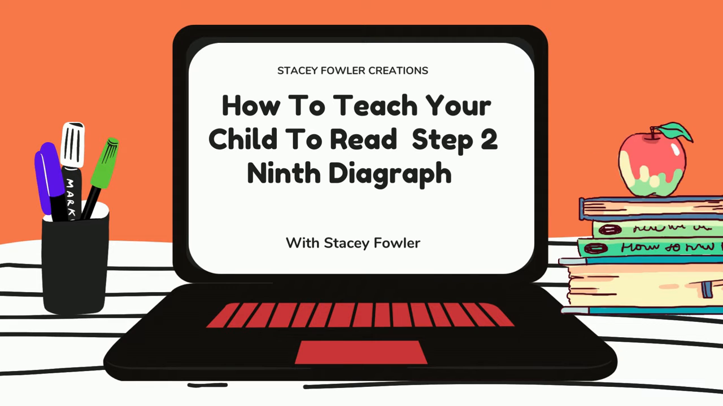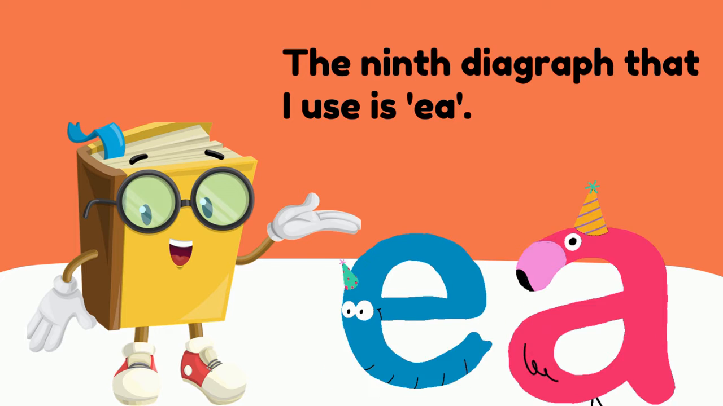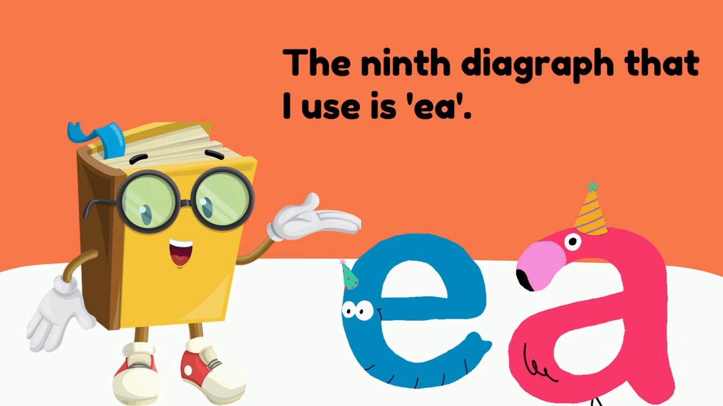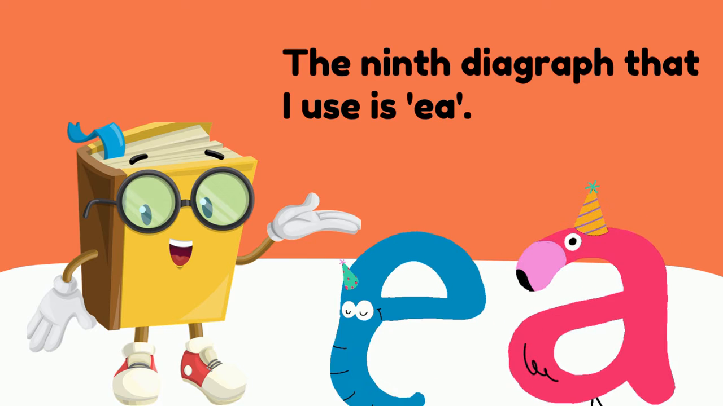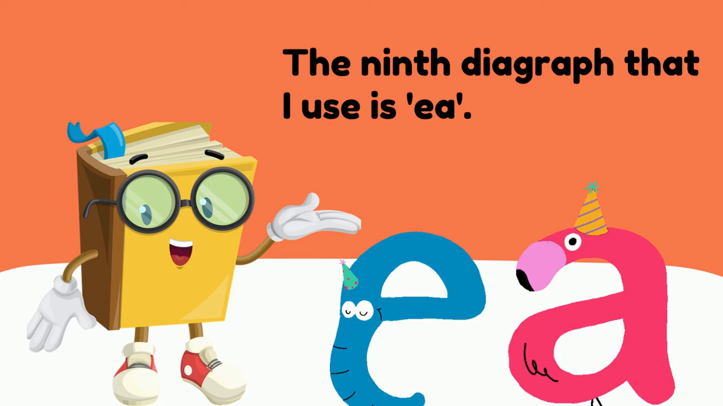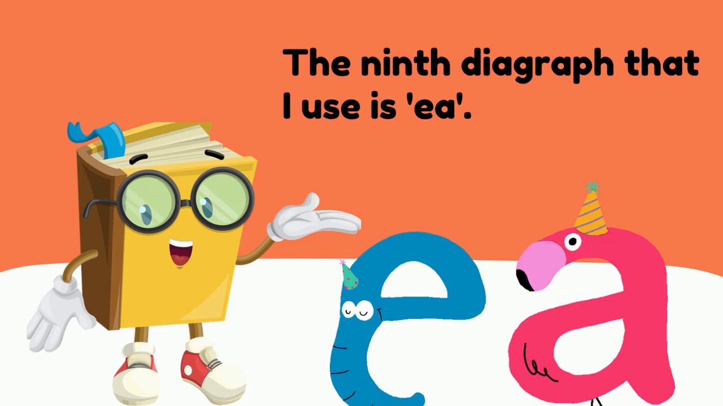So you're at my playlist, How to Teach Your Child to Read Quickly. Woohoo! All right. I'm at my ninth diagram today. What is that ninth diagram that I'll be using? Let's take a look. My ninth diagram is E and A. This diagram is very special. It makes two different sounds. If you need to know how to differentiate the sounds, please come back to this channel because I'll be only teaching one of the sounds today.